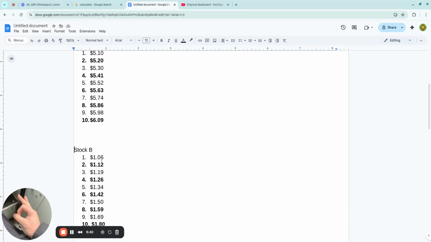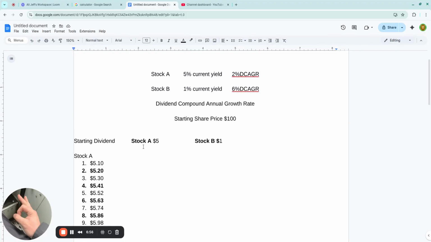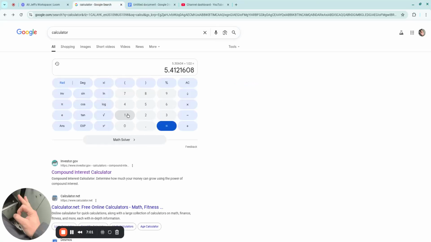So look, you're still very far behind on the same $100 you put in, because now stock B here, after a year, it's paying you $1.06, then $1.12, $1.19, $1.26, $1.34, $1.42. After 7 years, you're at $1.50. So you can see all the way to 10 years, $1.80. Now that's also very simple to calculate. So let's start with this. It's $1, right? So you got your dollar.